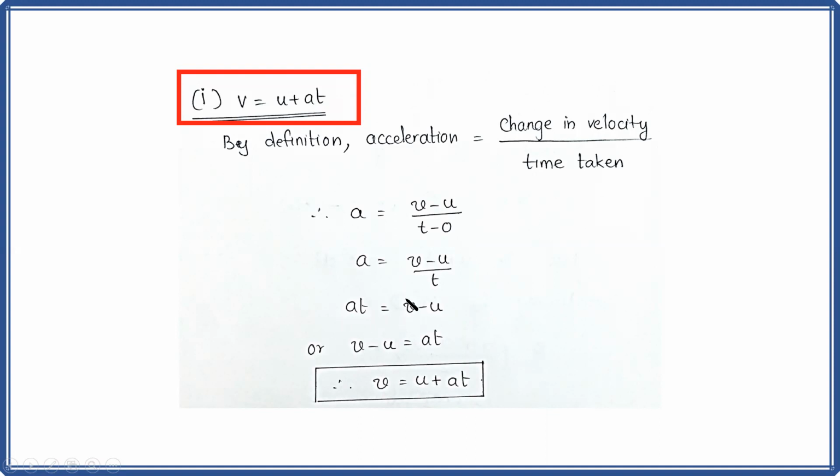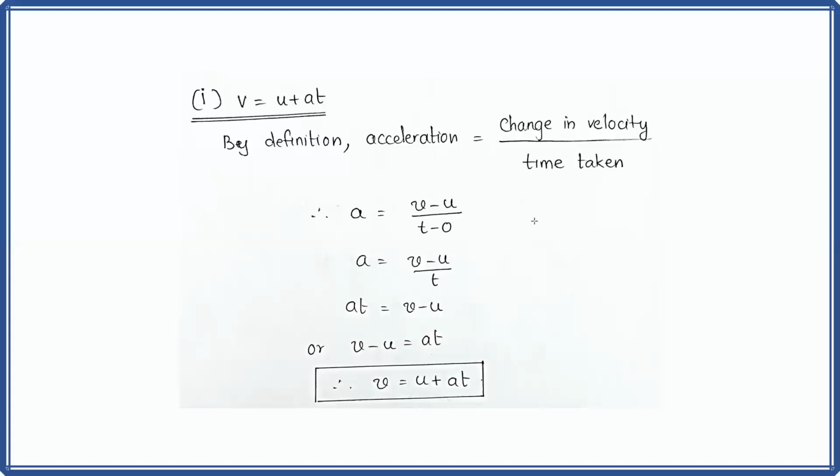Therefore, take cross multiplication. AT is equal to V minus U, or V minus U is equal to AT. Then send U to the right side. Minus will become plus. V is equal to U plus AT. This is our derivation. So this is the first kinematic equation, V is equal to U plus AT.